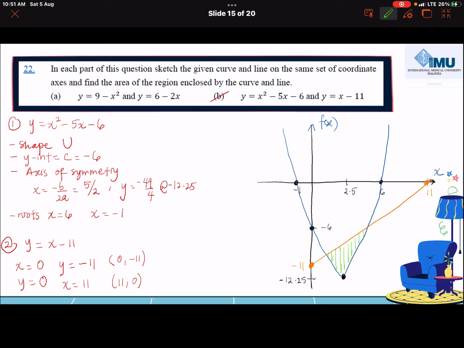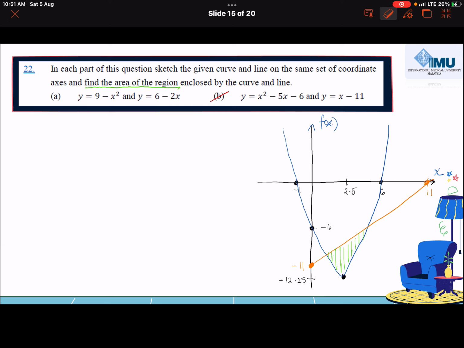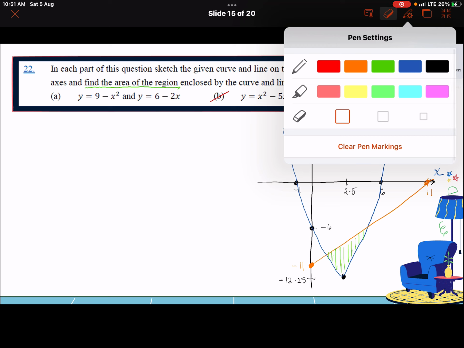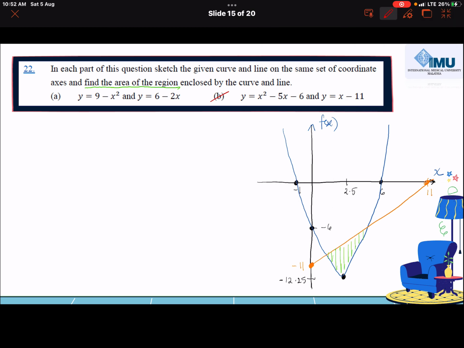Okay, now let's do the second part of the question. Find the area of the region. Now let's delete the previous working steps and start by finding the area. How to find the area? First of all, you need to know the boundary. What will be the boundary of your area? It is the intersection point between your quadratic as well as your linear. So we need to know first the boundary. So we equate y1 equals y2.